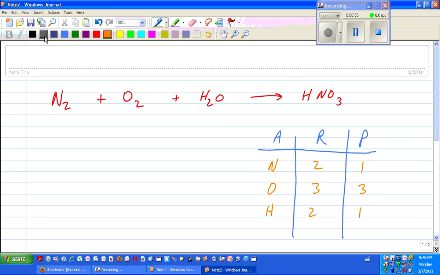What I'll do is I'll go ahead and put a 2, because 2 times 1 gives me 2 hydrogens. So I'll put a 2 out in front of there, and that will change pretty much everything on the product side. So now I've got 2 times 1 gives me 2 hydrogens. 2 times 1 gives me 2 nitrogens. 2 times 3 gives me 6 oxygens. So everything's in balance except for the oxygen.